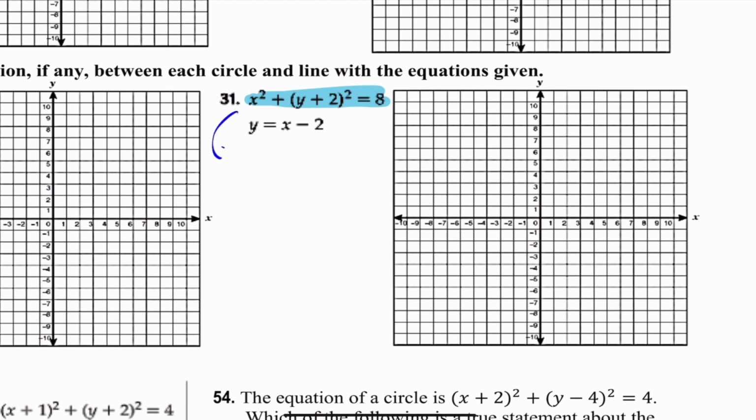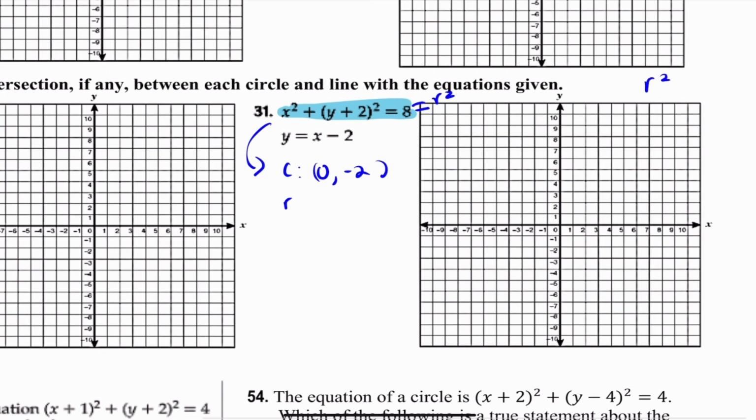The center is 0 comma negative 2, and the radius, well, currently this is r squared, right? It's x minus h, the quantity squared, plus y minus k, the quantity squared, equals r squared, and 8 is taking the position of r squared. So r squared is currently 8. I'll take the square root of 8, which is about 2.8. So r is 2.8.